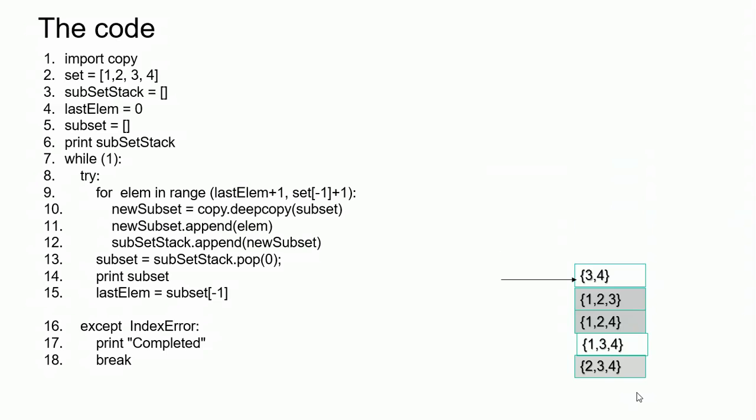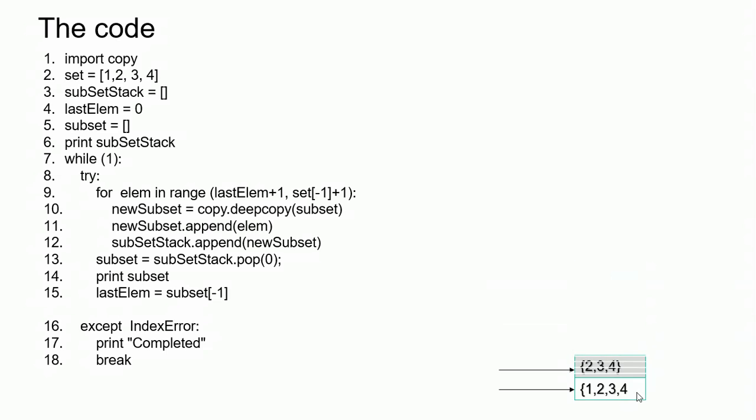Right, so this continues. You can generalize this. When does it stop? It stops when it reaches 1, 2, 3, 4. When you reach 1, 2, 3, 4, the subset would be 1, 2, 3, 4. It will print the subset, and last element will take the value of 4. It goes back to the iteration, so the iteration element now iterates from 5 to 5, and it's not even possible.